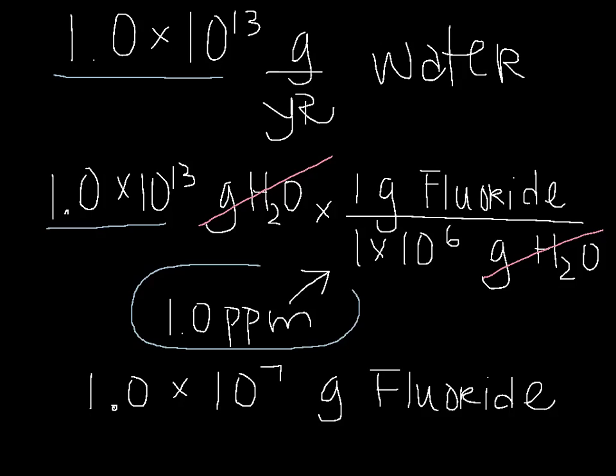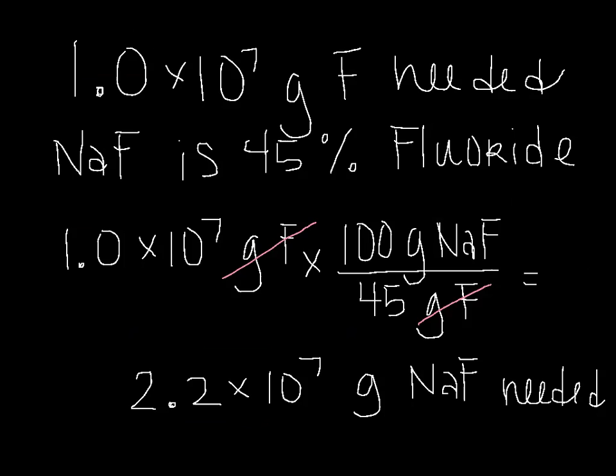So in this case, we're going to cancel out our grams of water to get into how many grams of fluoride we need per year. So we've got 1.0 times 10 to the 13th, and then we divide that by 1 times 10 to the 6th grams of water, which leaves us with 1.0 times 10 to the 7th grams of fluoride needed per year.